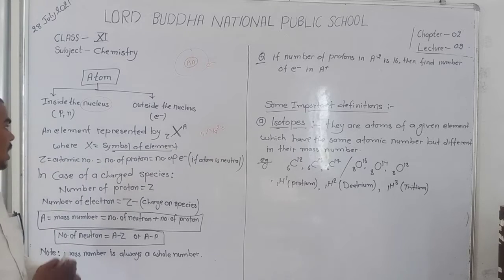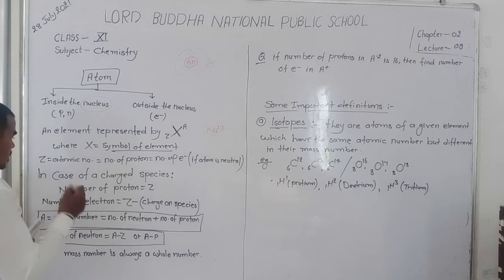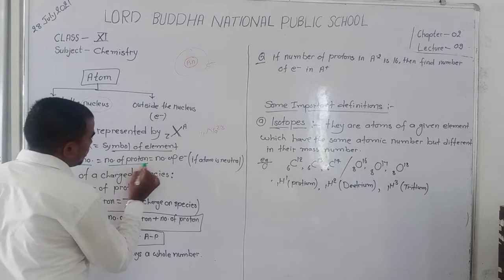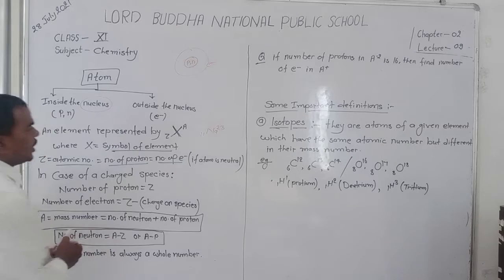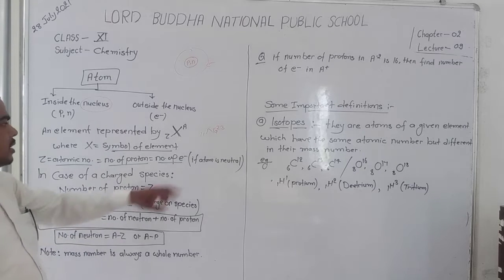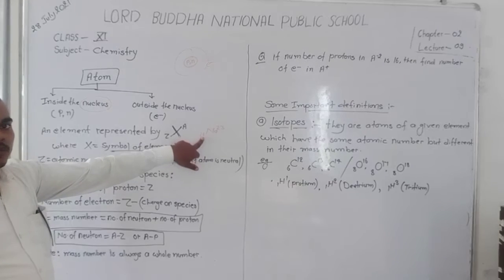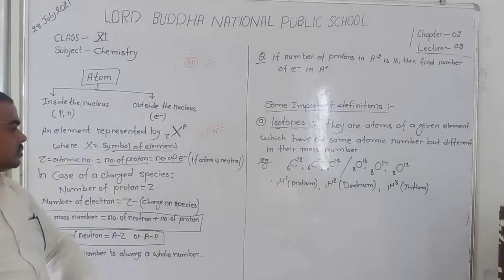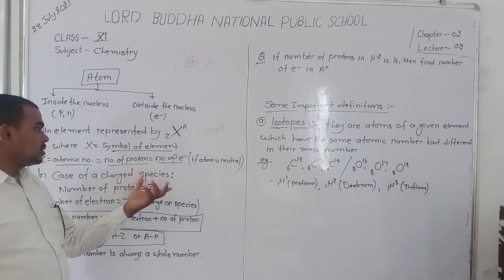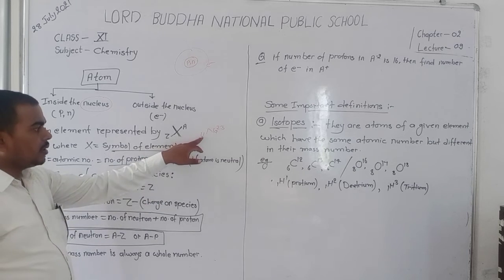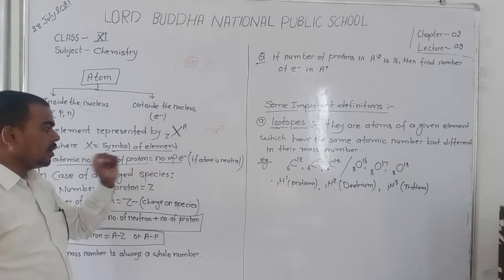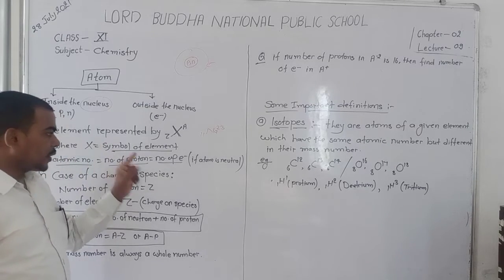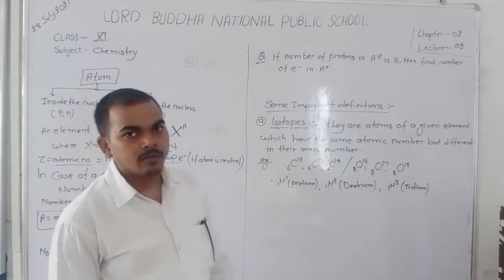Okay, student. And Z represents the atomic number, the number of protons and the number of electrons. Here the symbol of sodium is Na, and the atomic number of sodium is 11. If someone asks what is the number of protons? 11. What is the number of electrons? 11. Because atomic number, proton number and electron number are similar.